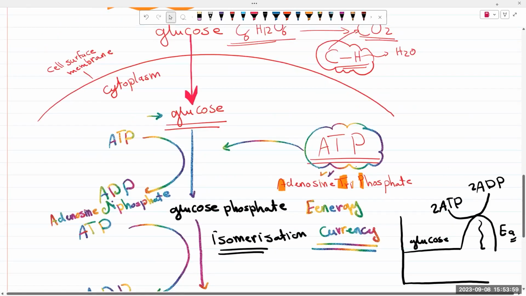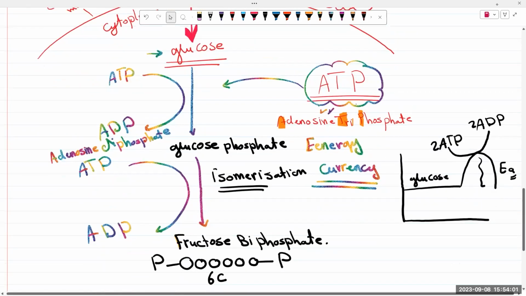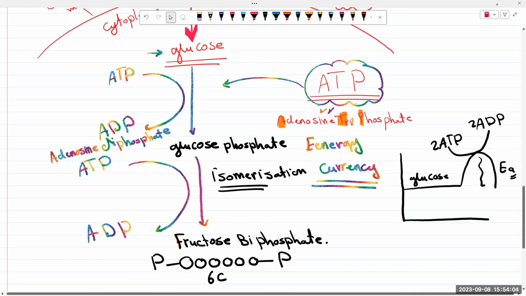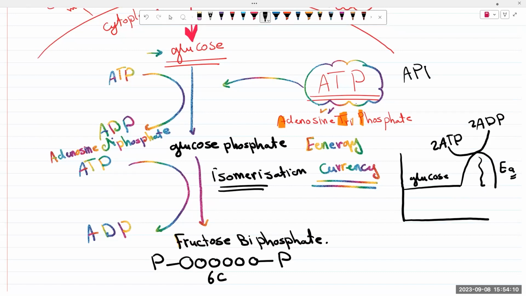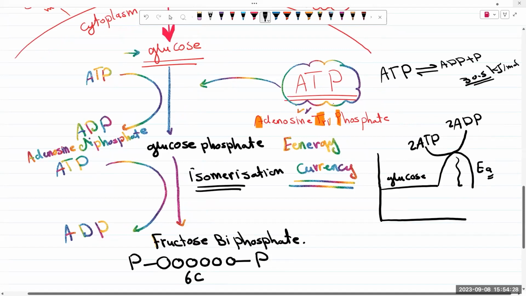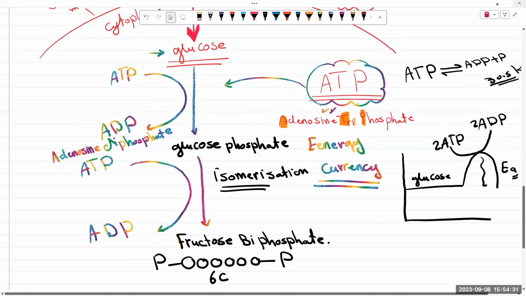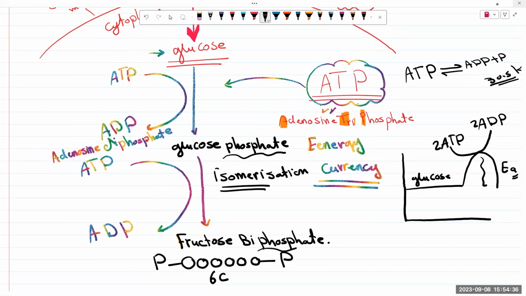So after the glucose is found in the cytoplasm, activation of glucose happens by hydrolysis of 2 ATP. By the way, each ATP molecule, if it is hydrolyzed, gives ADP plus phosphate, which gives 30.5 kilojoules per mole. So this amount of energy is released and gained by the glucose because it's bonded to the phosphate released from that hydrolysis. That's why fructose bisphosphate is ready now to react.